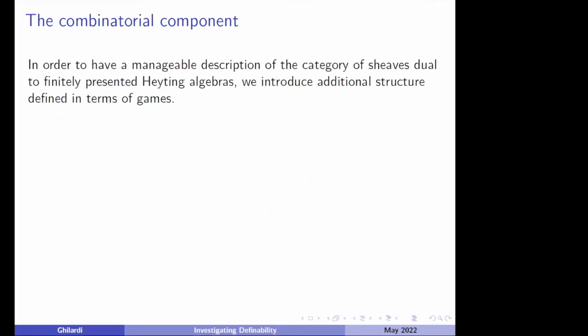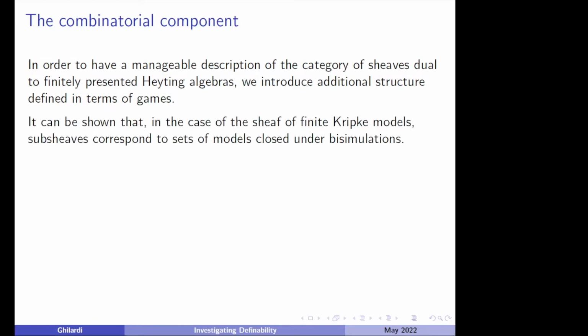Now, we need to have a manageable description of the category of sheaves which are dual to finitely presented Heyting algebras. And for that, we need additional structure in terms of games. There is a natural structure on models, which is the so-called bisimulation relation. This can be described in terms of the sheaf structure, because it is basically closure under the local operator associated to the topology.